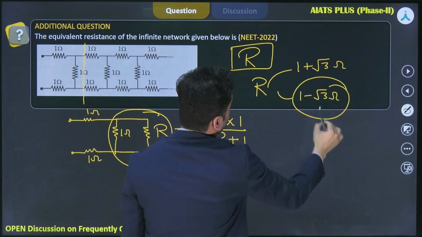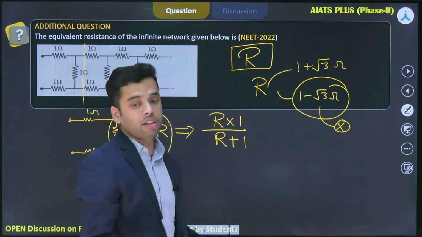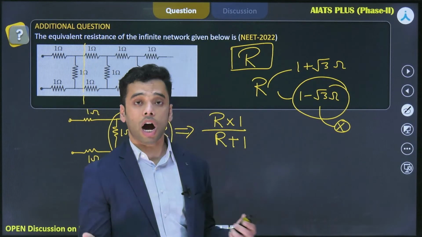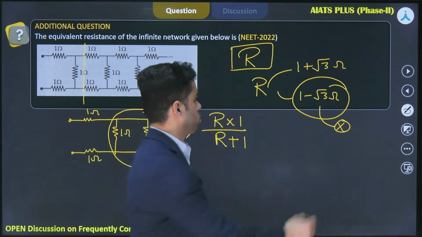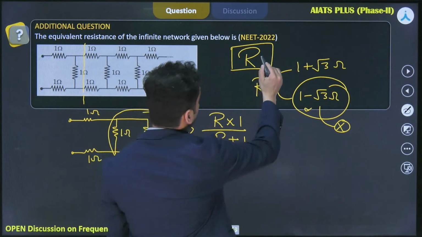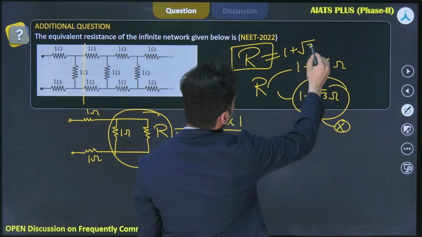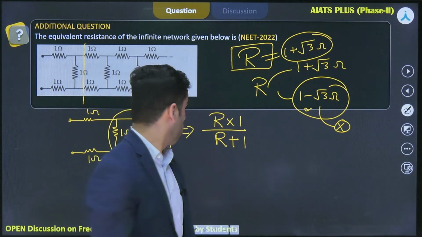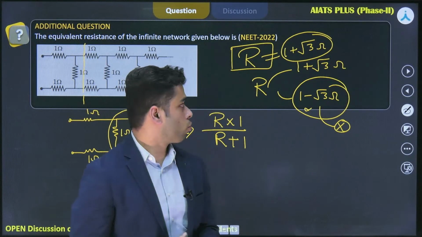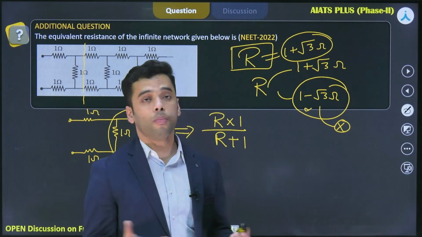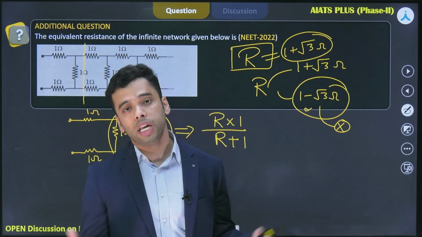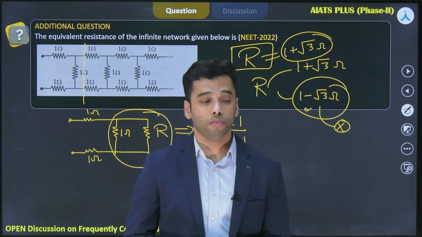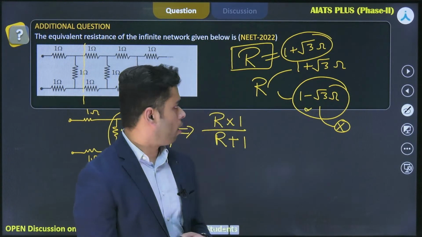Now we know that this is not the real value. This cannot be the value of the resistance because it cannot be negative. Root 3 is greater than 1. If I take this value, the value of R will be negative, which is not possible. So this one is wrong, which means that the value of R should be equal to 1 plus root 3 ohm. That is the correct answer to this problem, 1 plus root 3 ohm. Yes, 1 plus root 3 ohm is the correct answer to this problem. I hope I made this concept clear, how to deal with the infinite ladder network other than the regular problems of series and parallel combination, right?